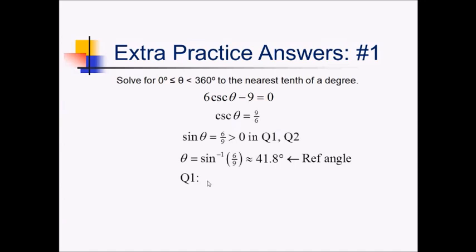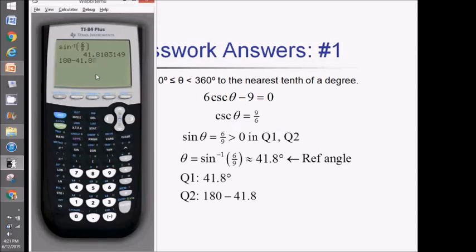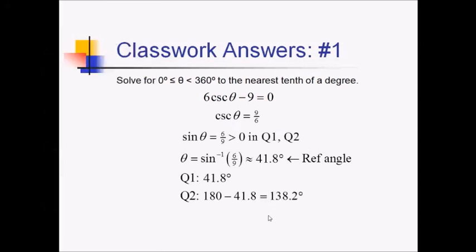So now for quadrant 1, we actually already have our answer of 41.8 degrees. For quadrant 2, we need to do 180 minus our reference angle of 41.8. Let me do that on the calculator. And that's going to give us 138.2 degrees.